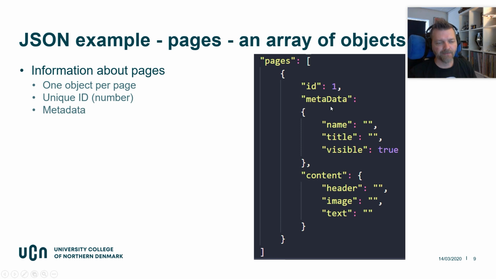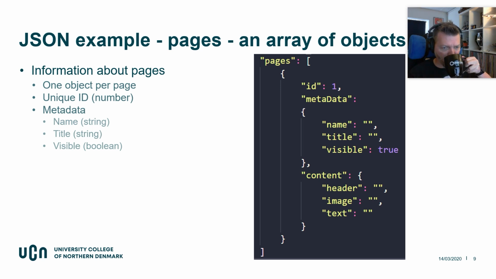Then we have metadata, which is a key with a value that is a new object. And inside of that object we have a name, which is a string. We have title, which is a string, and we have visible, which is a boolean, so that can be true or false. We want all of our pages to be visible to begin with, so they are set to true. You can try fiddling about with it later and setting them to false and see what happens. But the code that we end up with should be able to tell the difference if a page should be shown or not.